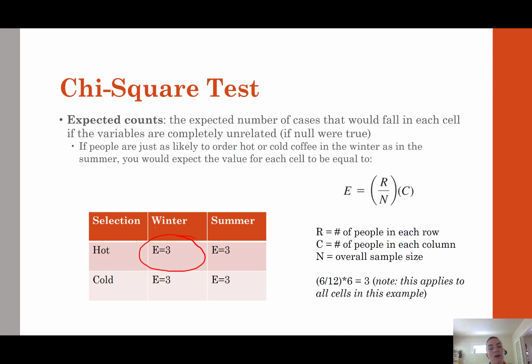divided by the total number of observations, which is 12, right? 3 times 4 different cells is 12. So 6 divided by 12, and then times the number of observations in the column. So the column that I'm working with is the winter column. And you can see that there are 6 observations in wintertime. 3 that ordered hot coffee, 3 that ordered cold coffee. So for the expected count in that column, I get 6 divided by 12 times 6 equals 3.